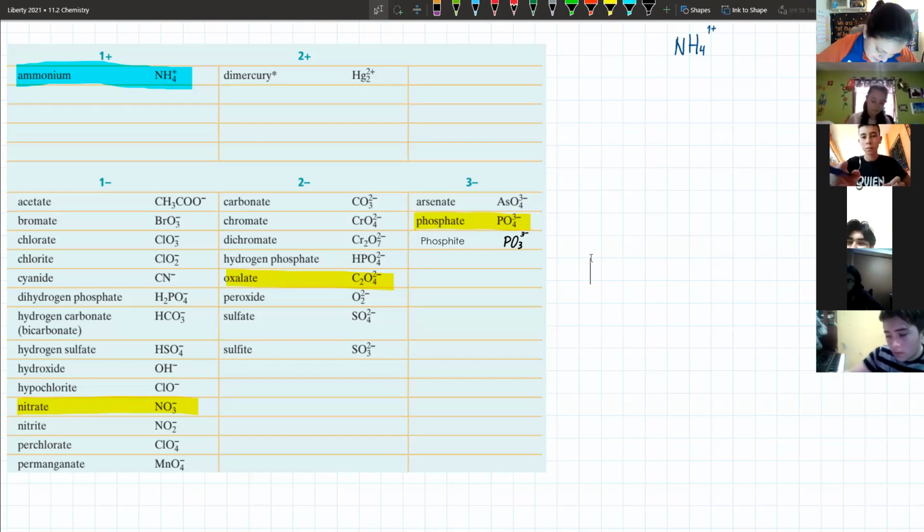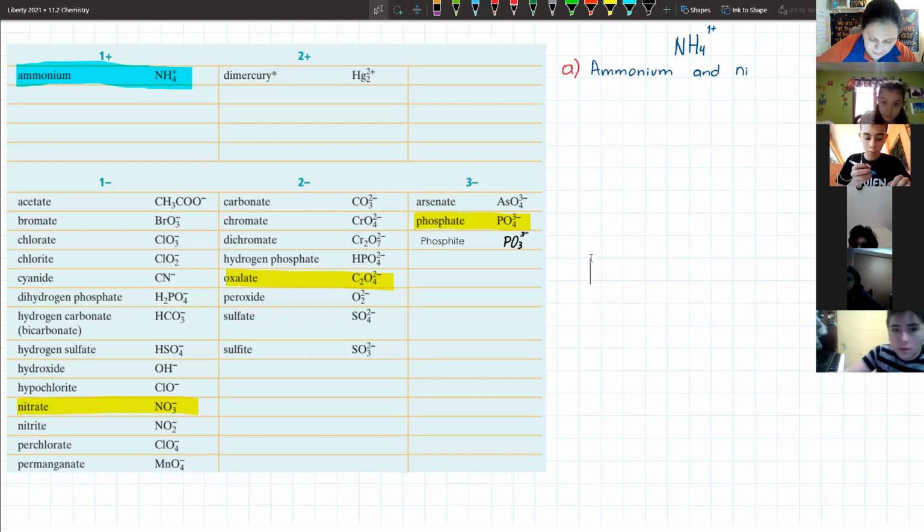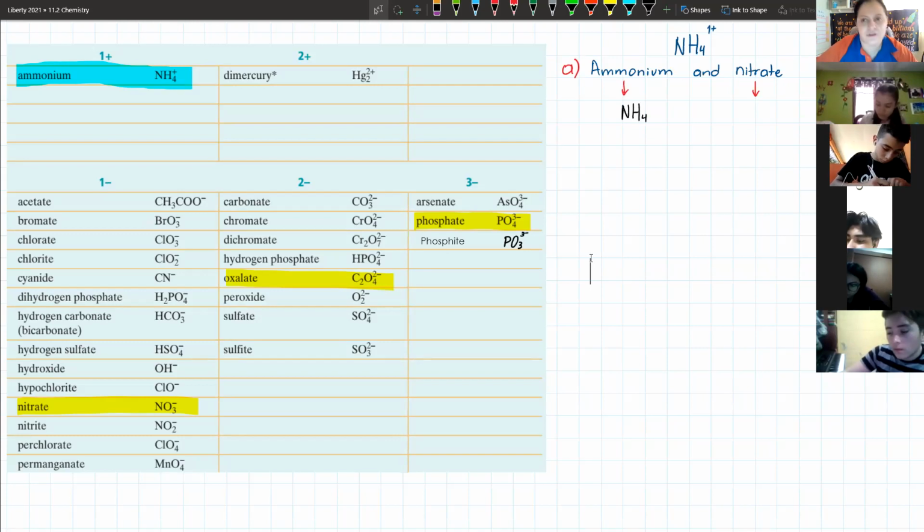So in the first example, I will be joining ammonium and nitrate. Ammonium has a formula of NH4 and the charge, oxidation state, of 1 positive, and nitrate is NO3 and the charge is 1 negative.